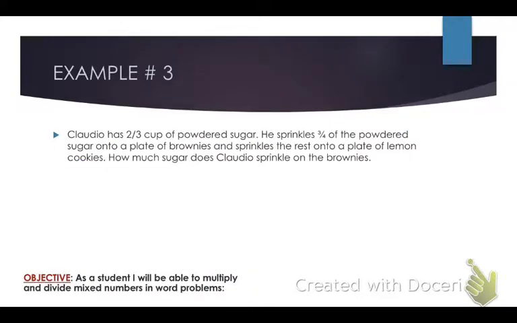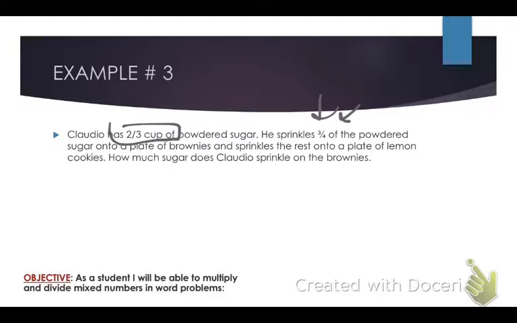Claudio had 2/3 cup of powdered sugar. He sprinkles 3/4 of the powdered sugar, notice it says of the powdered sugar, onto a plate of brownies and sprinkles the rest onto a plate of lemon cookies. How much sugar does Claudio sprinkle on the brownies? All right. You should probably read this one 2 more times. Pause the video and read it very closely.